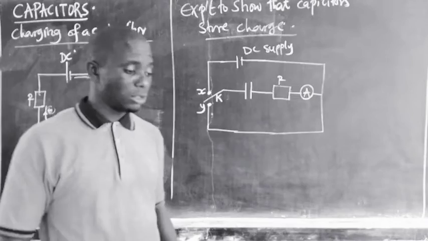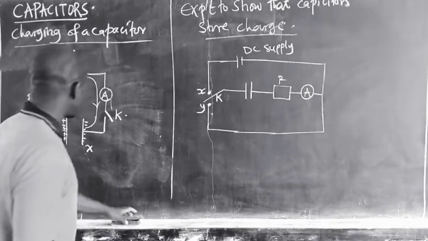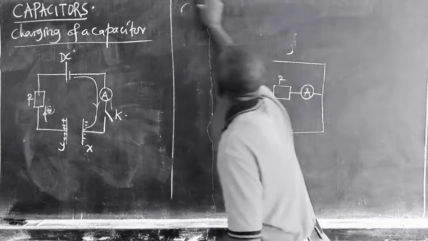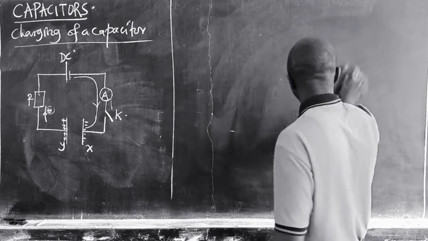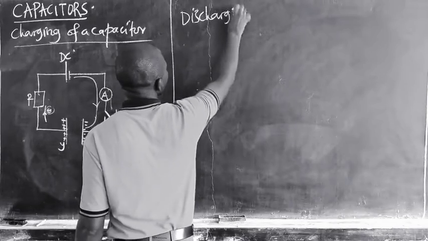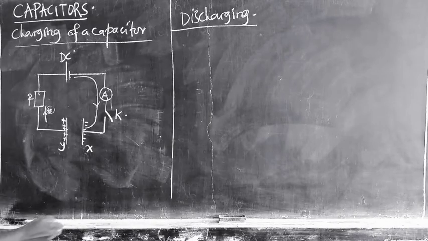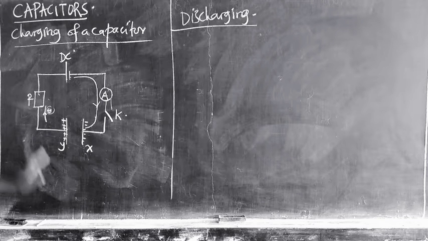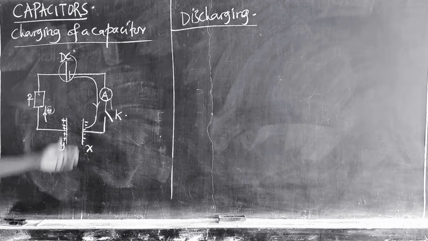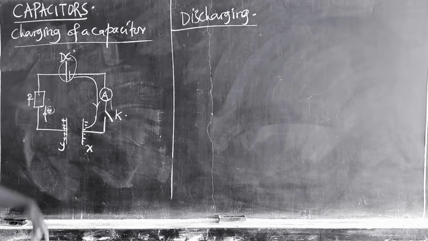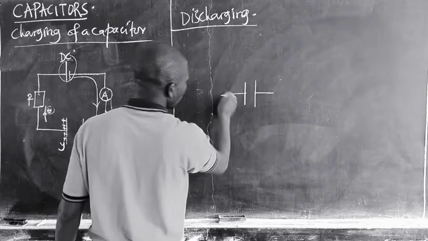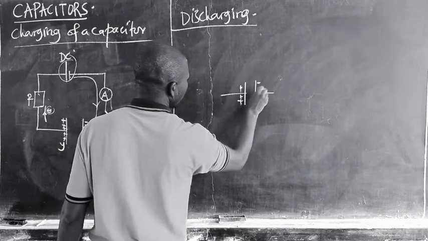I could simply talk about discharging, because it is as simple as this. The capacitor had charge. How do you discharge that capacitor? The discharging process of a capacitor is simply that you remove the battery, the DC supply, and then you connect these two wires. You have the capacitor plates, one positively charged, another one negatively charged.